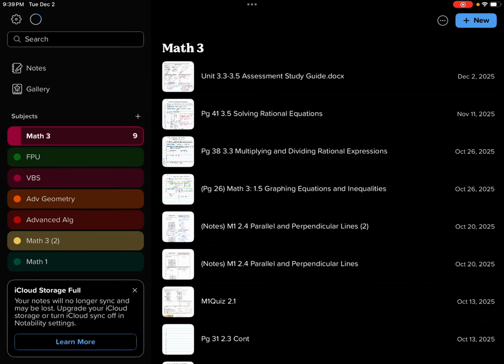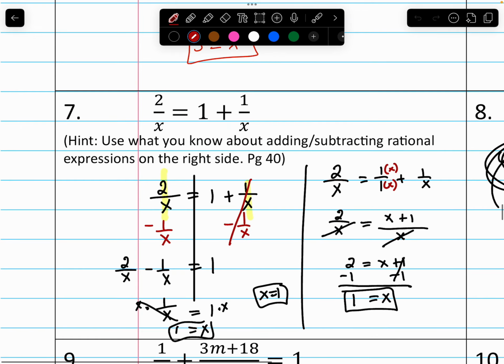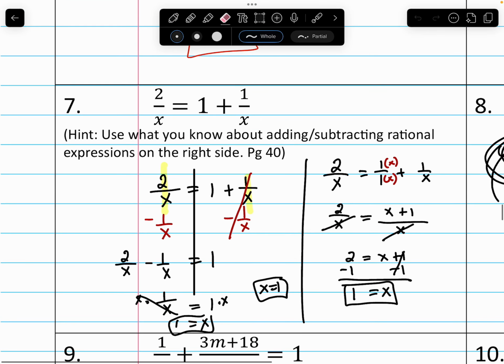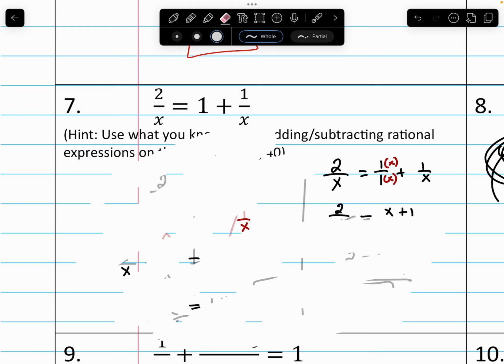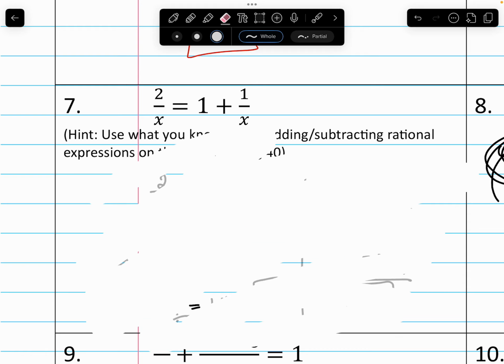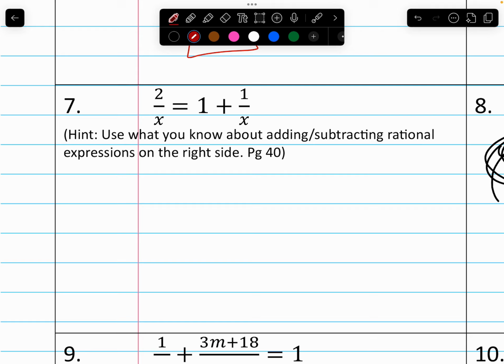Another problem I want to mention are these problems over here. I did forget to talk about these ones. Yeah, good luck. Just kidding. Let's see. So this one, you see how they have the same denominators here. 2 over x equals 1 plus 1 over x.